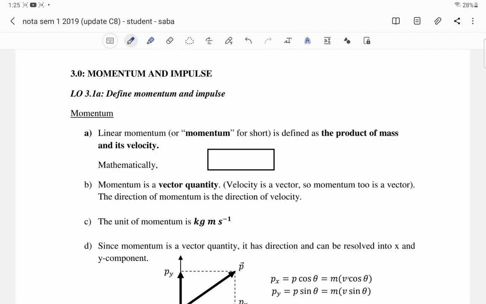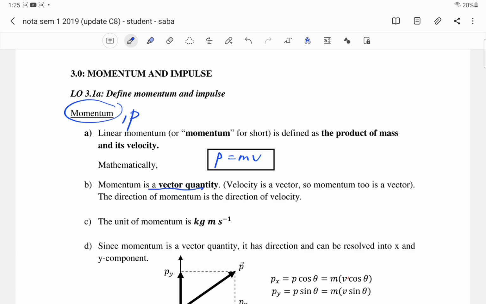So today we go to chapter 3, momentum and impulse. First I will explain what is momentum. Momentum, we can call it linear momentum. The symbol is P. It's defined as the product of mass and its velocity. So mathematically we can write it as P is equal to mv.